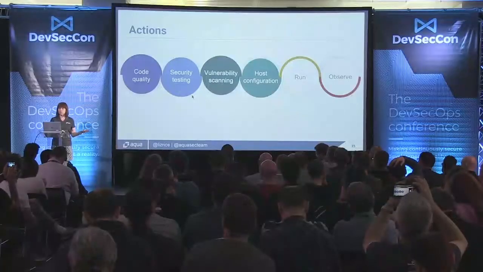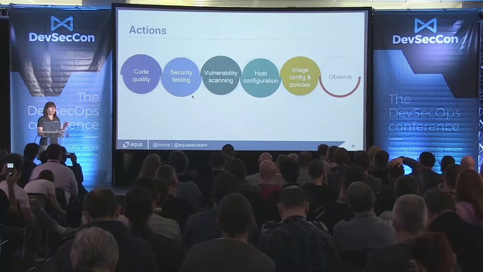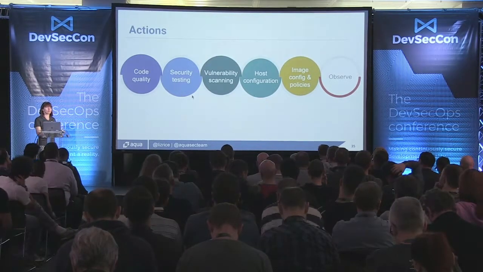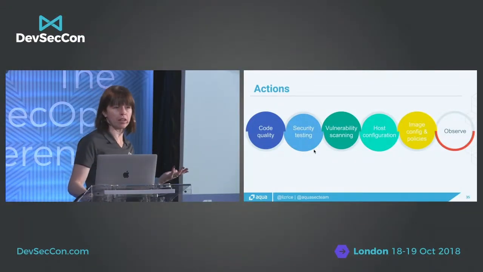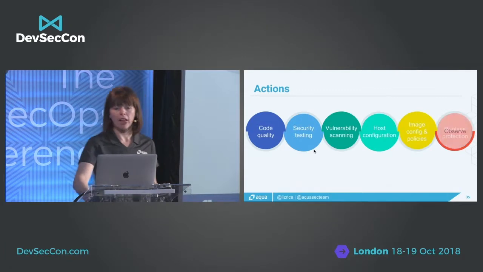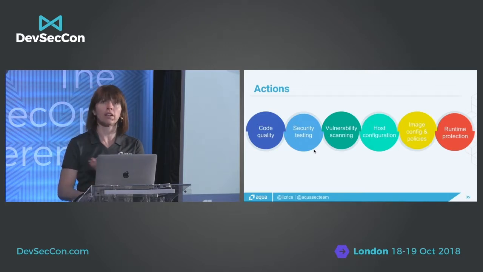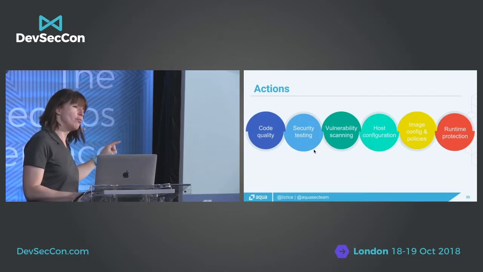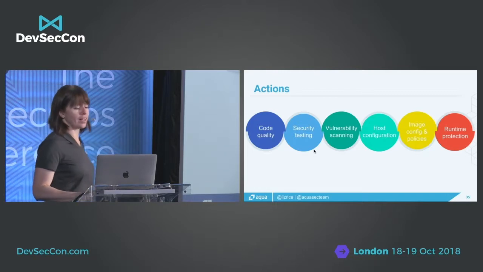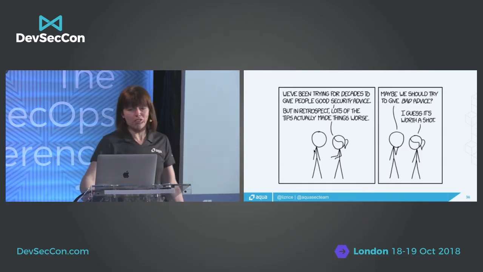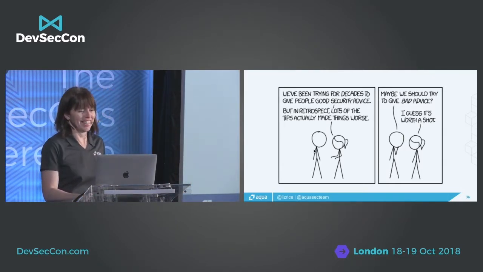Host configuration, checking that your hosts are configured according to best practices, and maybe using tools like Kubebench. Making sure that you deploy containers with appropriate rules around them, looking for things like minimizing privileges, minimizing bind mounts. And then finally, things like seccomp, AppArmor profiles, or commercial tooling to help you ensure that containers only do what they are supposed to do and don't do anything unexpected. I think that's pretty much sensible advice. You might disagree. Up to you.